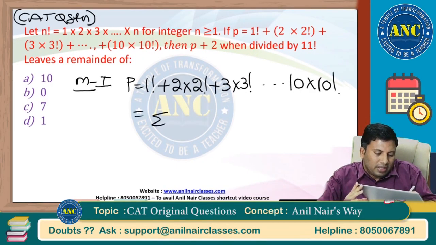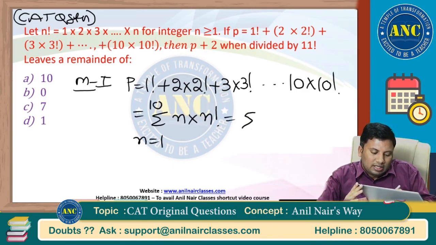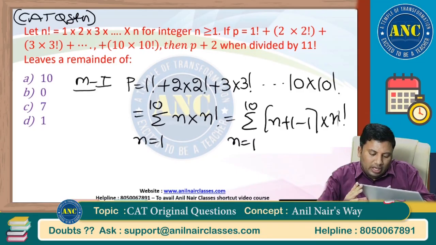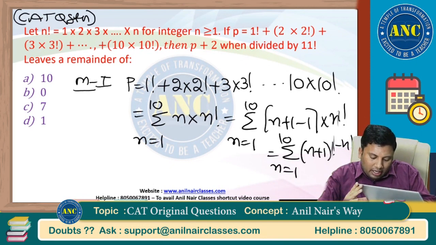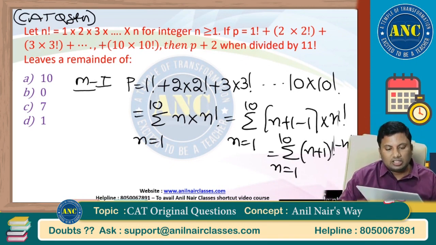With method 1, students who are good will write it as the summation of n into n factorial, n equals 1 to 10, which is n plus 1 minus 1, into n factorial. They will do it like this. I am also thinking of the students who cannot get this logic directly.